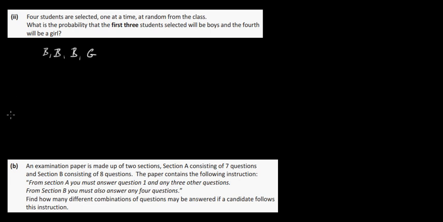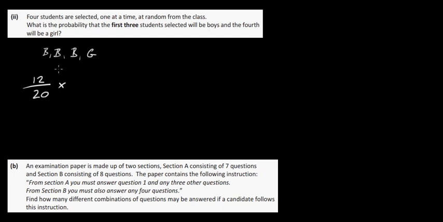So let's just run through that. We have to find the probability of selecting 3 boys. The first 3 have to be boys, so that would be 12 out of 20. The probability of choosing a boy the first time is 12 out of 20.